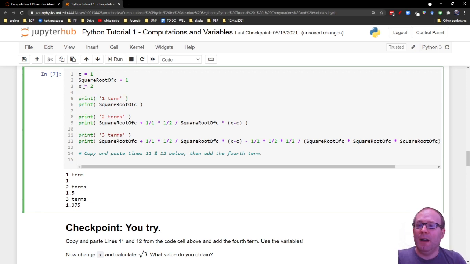So I go through the same process. I have one term is just the square root of c. That's going to give me a 1 here. I have two terms equals all of this, square root of c plus 1 over 1 factorial times the half from the derivative divided by square root of c times x minus c, right?